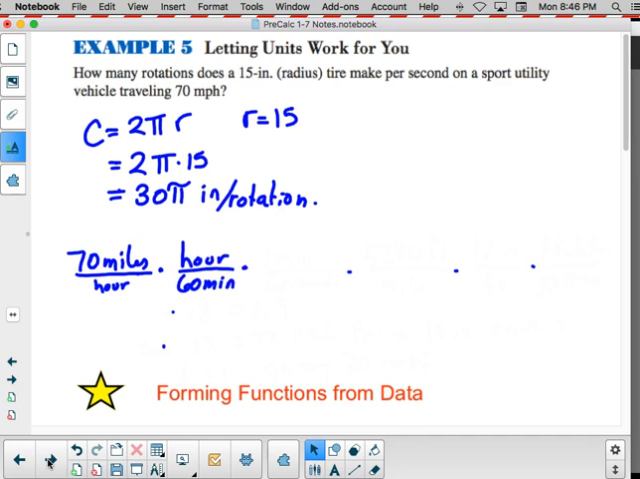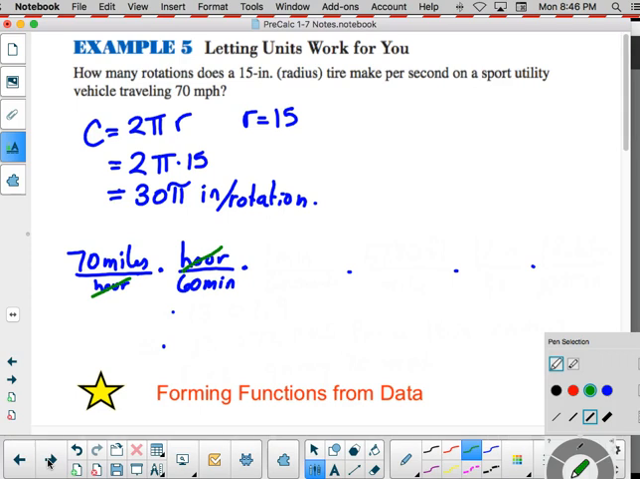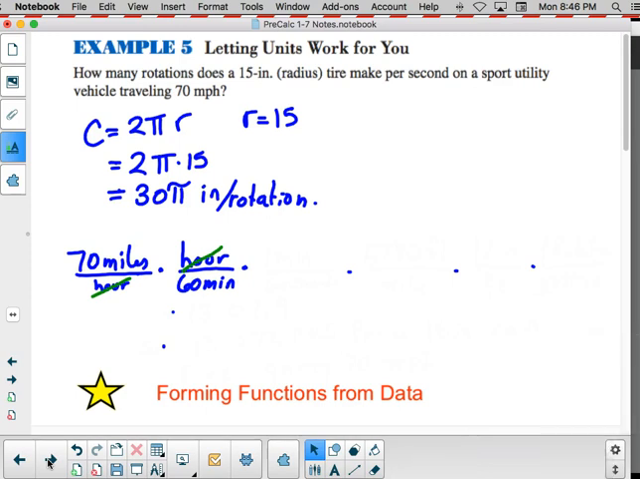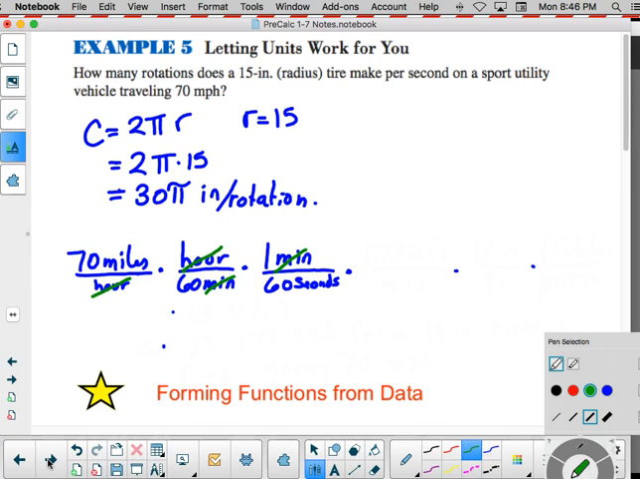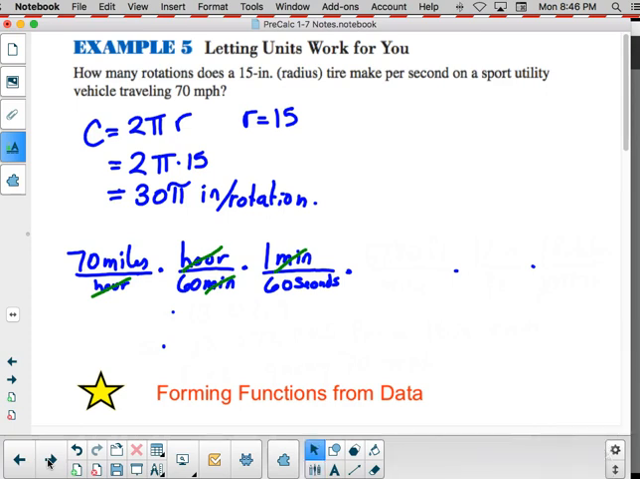And the reason why I decided to set this up this way is that hours will cancel. Now I've got minutes, but now there are 60 seconds for every minute. So I got 1 minute over 60 seconds. And I've got the minutes canceling. Now I have my speed in 70 miles per second. Okay, and remember that's 3,600, and I'll have to divide that into 70. So how many miles per second am I traveling?